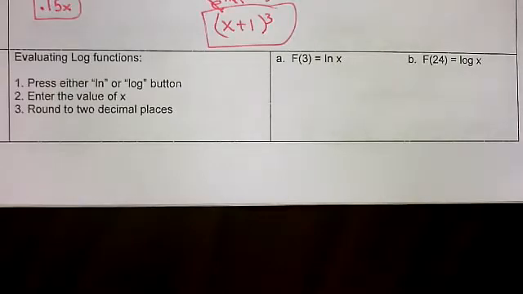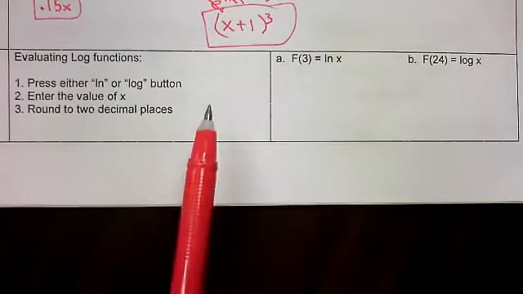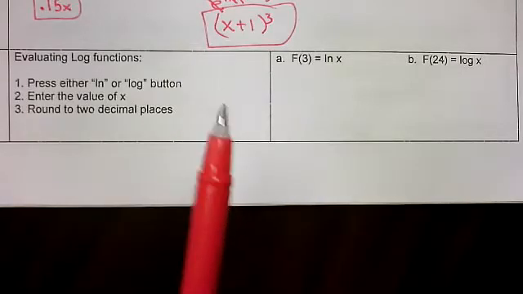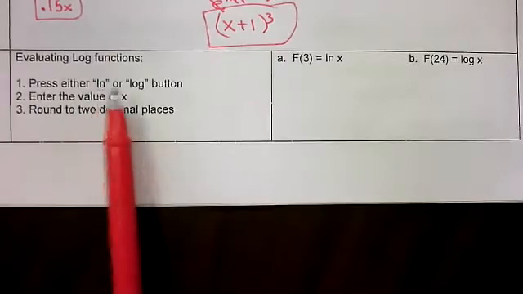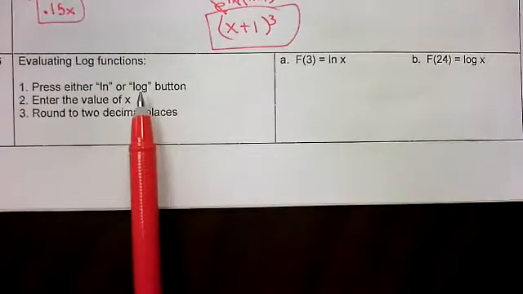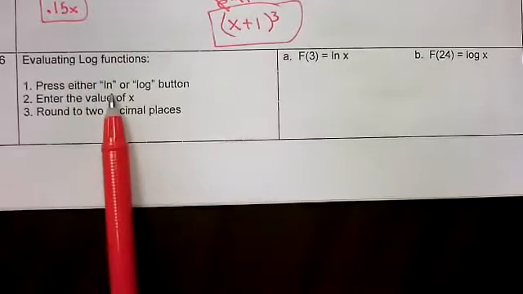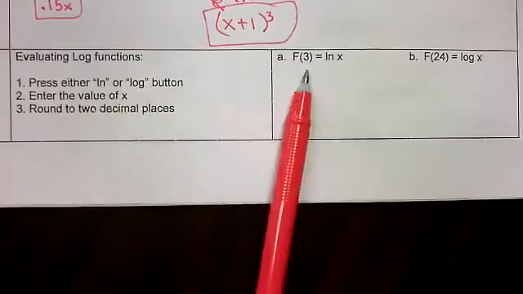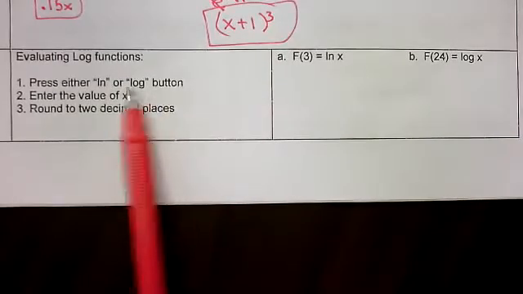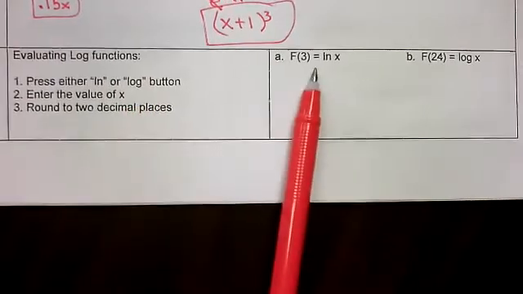So the first thing that we're going to talk about is how to evaluate natural log functions. The natural log function is ln, or you can push the log button. So either one of these works. Ln just means that it is the inverse of 2.718. Log is for base 10.